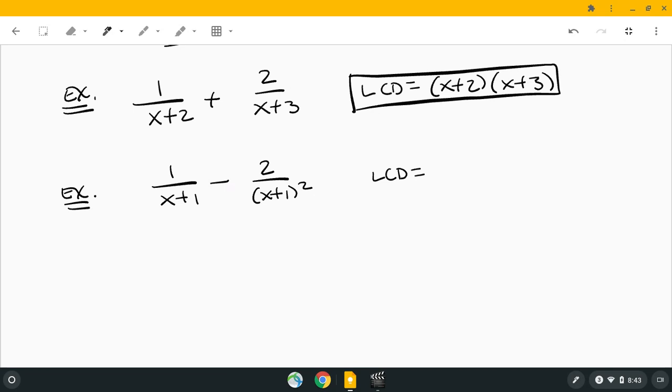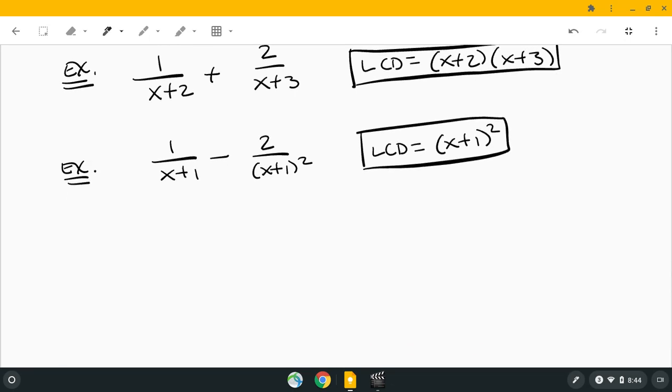Okay, so our LCD here is going to be, again, start with listing the families. So I see the family x plus 1. I don't have to write it twice. Listing it once covers both. And then I do see an exponent, 2. This one has exponent 1. We just don't ever write it. This one has exponent 2. So I use the higher exponent. And that would be it.